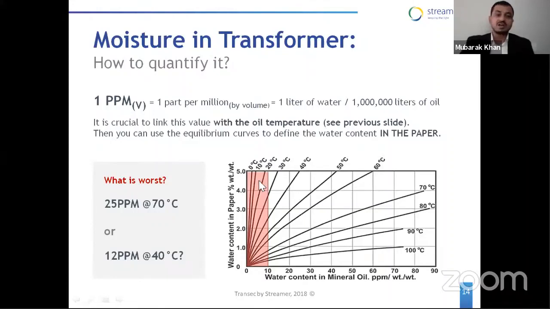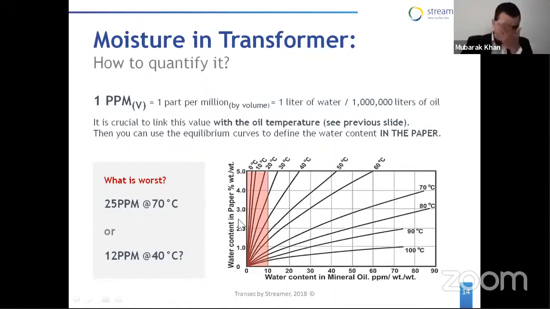As per the comparison, this is 2.7% and this is 1.6%, so definitely 2.7 is more. This 2.7, as per the Segre graph, is more than 2%. So as per Segre, it is a moderately wet transformer. In both cases, it is not good. Now we will analyze, in this scenario of 12 ppm at 40 degrees, what is the actual amount of water in a transformer. We'll just calculate that.